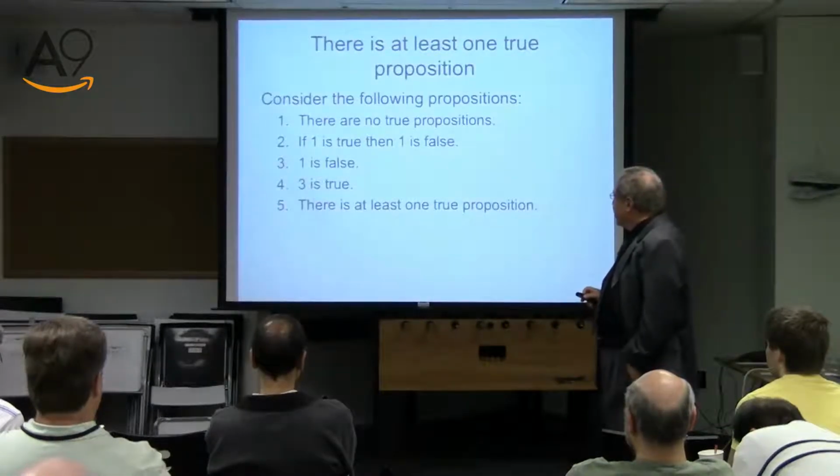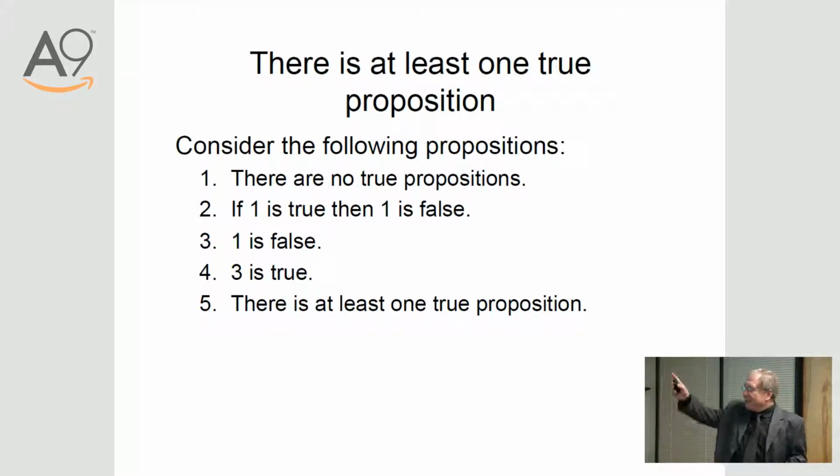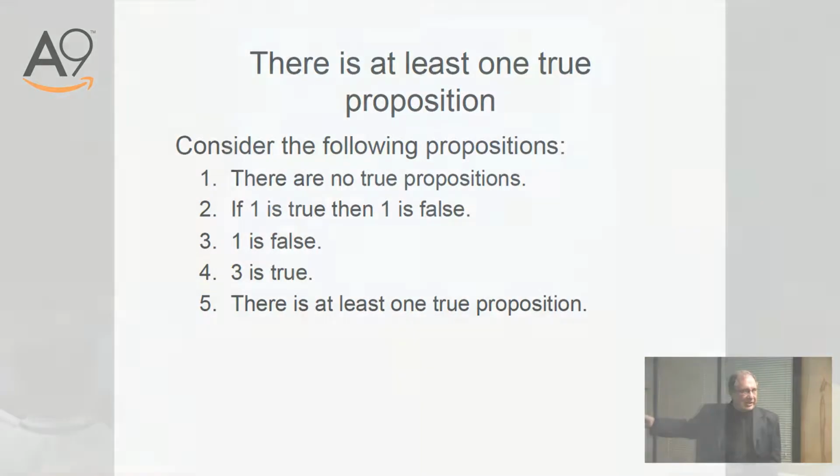Sort of what he does, for example, this is his proof that there is at least one true proposition. Okay, we write first, there are no true propositions. It's a proposition, yes? Then we observe that if the first proposition is true, then it's false. Then we observe that it is false. Then we observe that the previous thing is true. Then we observe there is at least one true proposition.